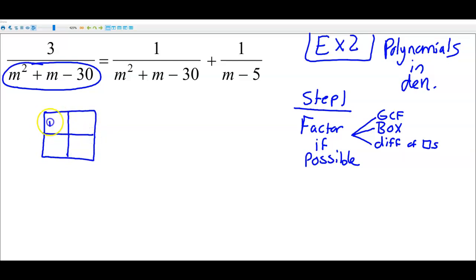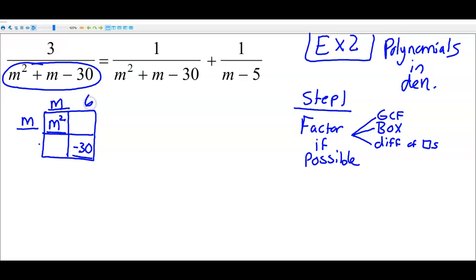In the top left corner, I put the first term. In the bottom right corner, I put the last term. Then I look for 2 numbers that multiply together to give me that, m squared. And that would be m times m. And then I look for 2 things that multiply together to make 30. What would that be?